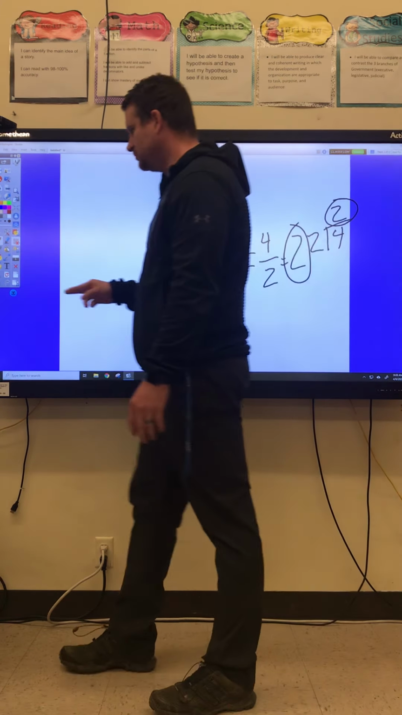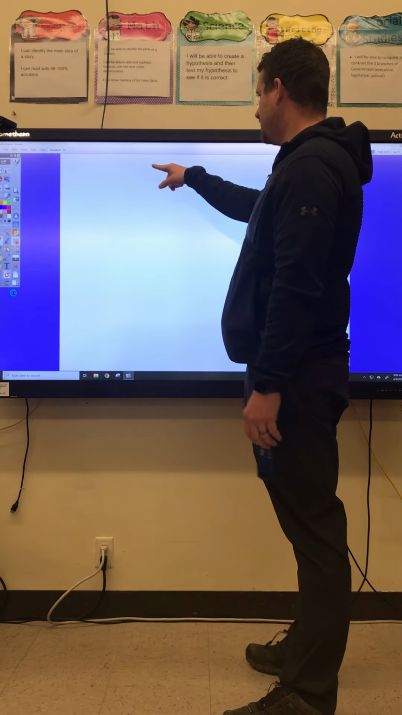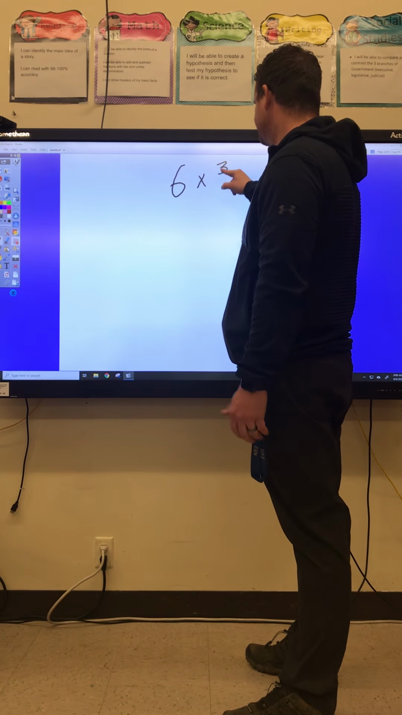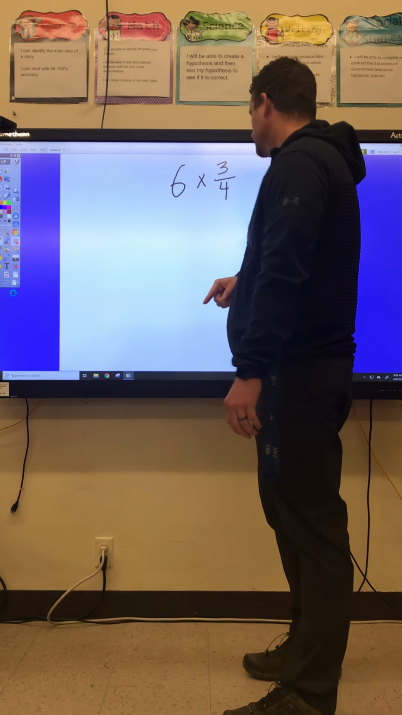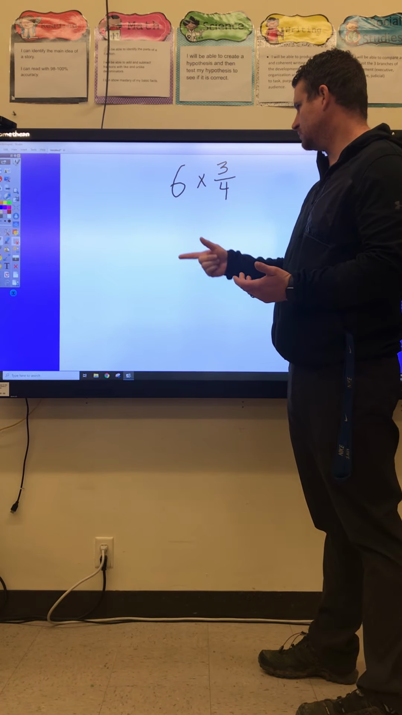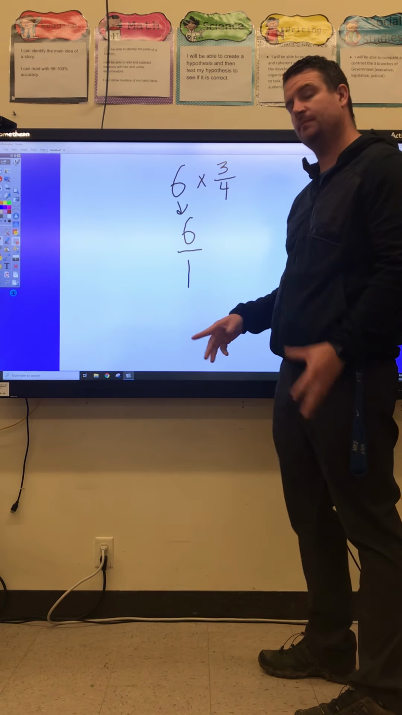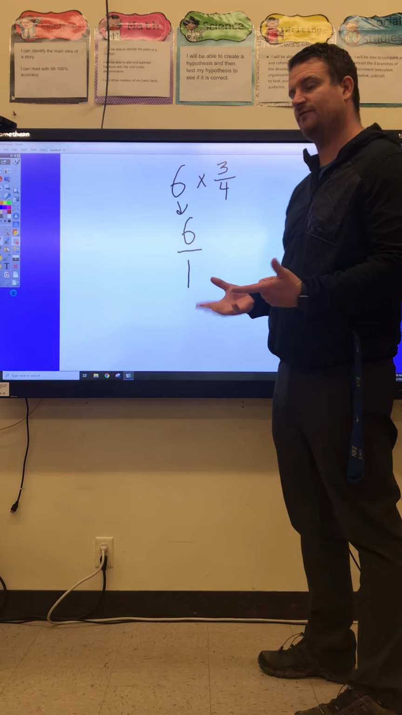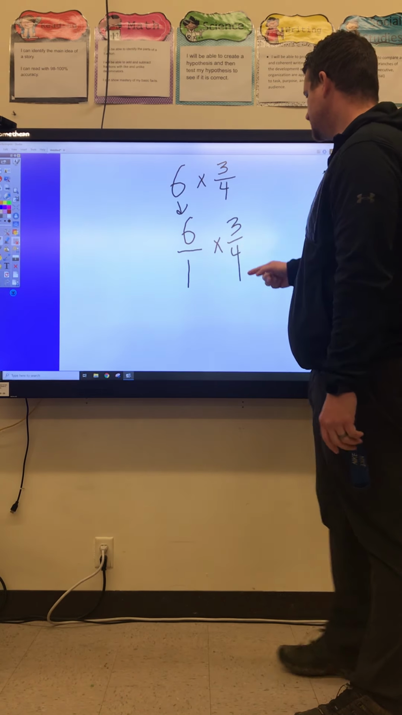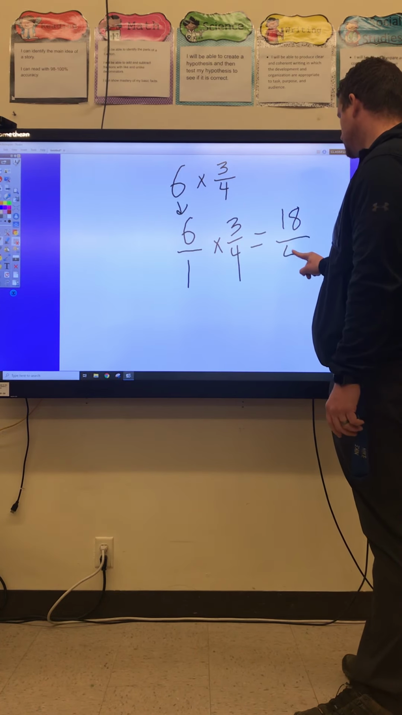Okay, let's get into a different one. I'll give you another example. So we have 6 times 3/4. Now, as we talked before, we can make 6 into 6 over 1. Again, any whole number can be made into a fraction. We put 1 at the bottom. Now we multiply it by 3/4. 6 times 3 equals 18. 1 times 4 equals 4.